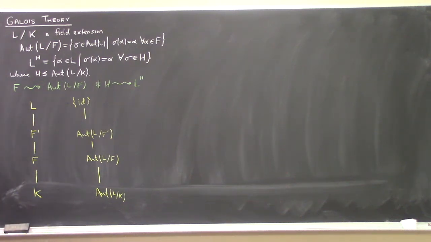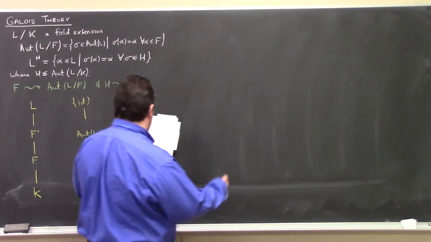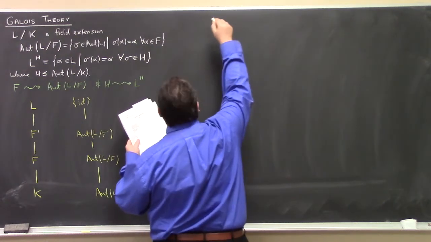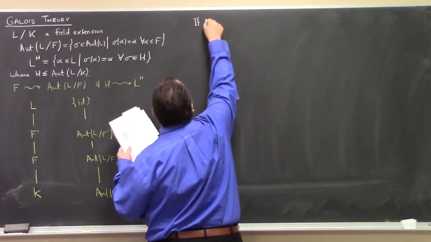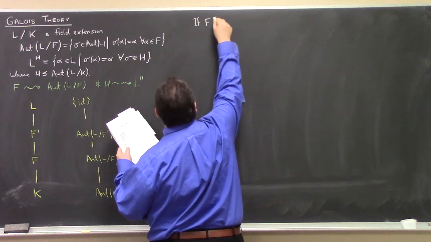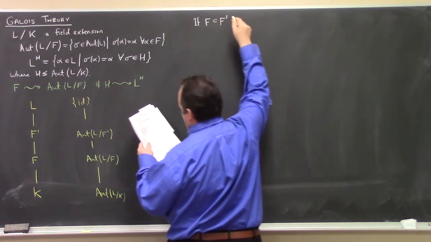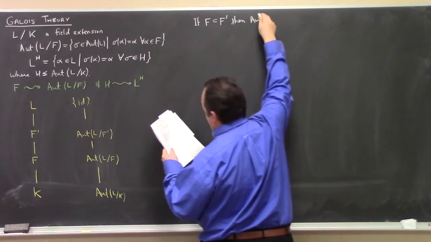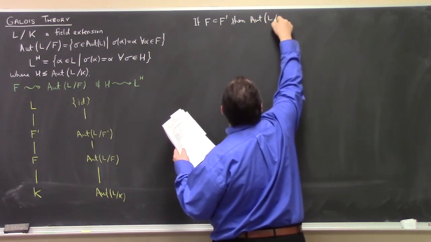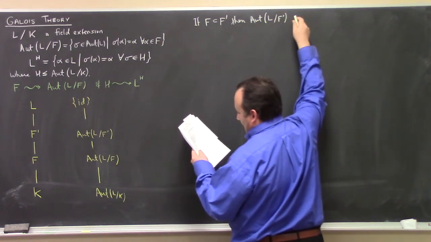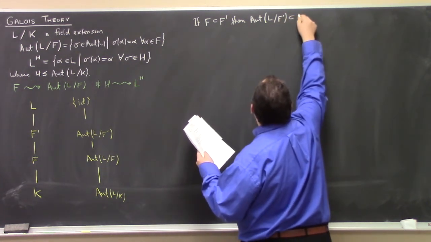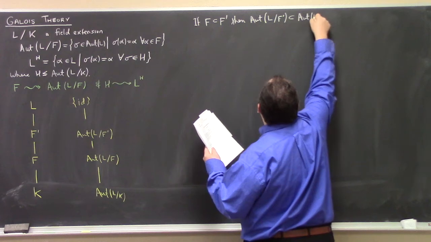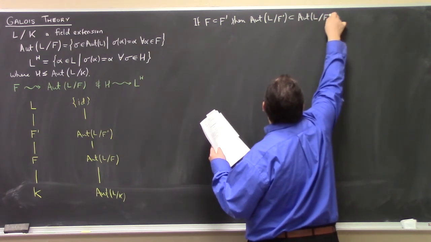And the inclusion reversing we talked about before, but I'll write it up here. So it was just this, right? If F is a subset of F prime, then Aut(L/F prime) is a subset of Aut(L/F). So inclusion reversing.